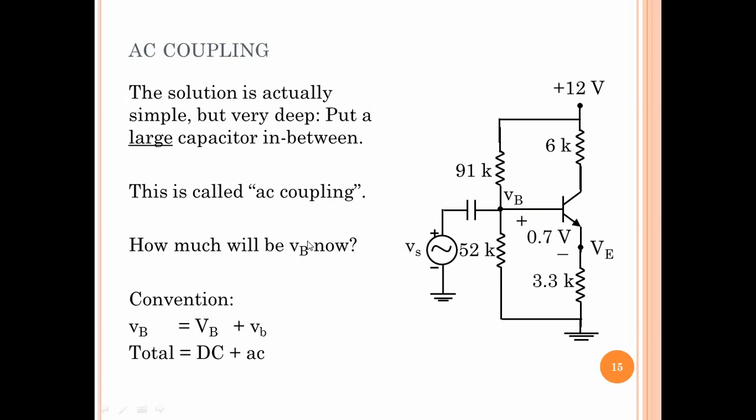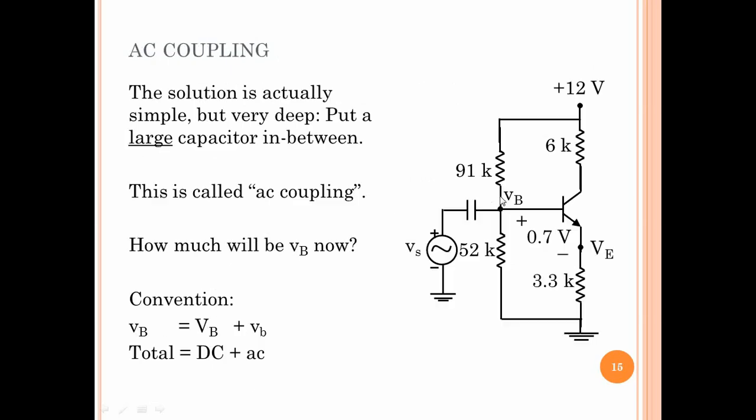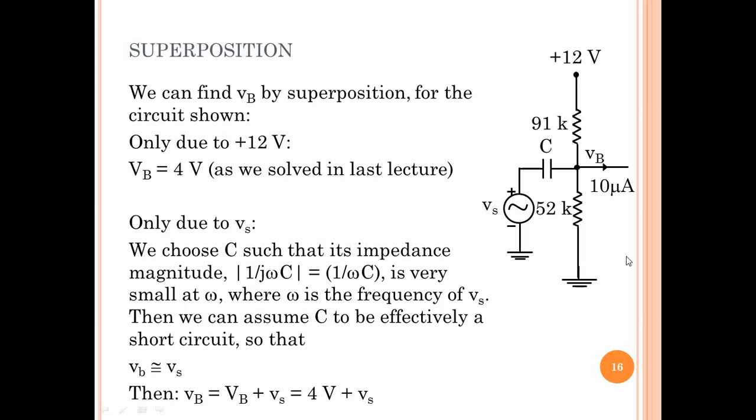Okay, so with this, let us see if we can find what the value of VB is in this circuit. The way we do this is we'll use superposition. In this circuit, we had already solved this for a DC of 10 microamps. This is from last lecture, so you can go back and look. 1 milliamp here, beta of 100, so the base current is 10 microamps. So we'll just take this part of the circuit, with a current of 10 microamps flowing: 91K, 52K, 12 volts, AC source and a capacitor.